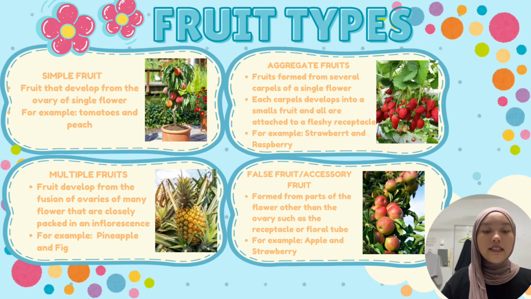The third one is a multiple fruit. Multiple fruit develops from the fusion of the ovaries of many flowers that are closely packed in an inflorescence. For example, pineapple and fig. And the last one is a false fruit or accessory fruit. It forms from parts of the flower other than the ovary, such as the receptacle or floral tube. For example, apple and strawberry.